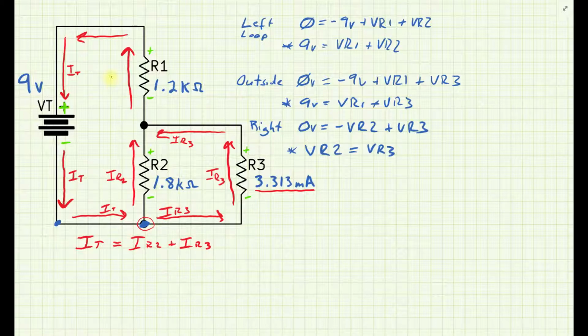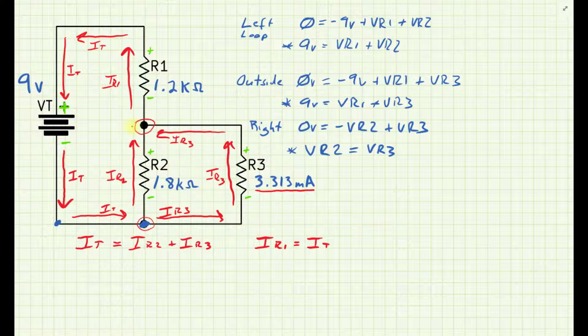Now let's identify this current here just as IR1. And notice something interesting here. I've identified this current upstream here as IT. So IR1 happens to be seeing the total current, so IR1 equals I total. That's interesting. It just sees the total current. It's directly in that main path.